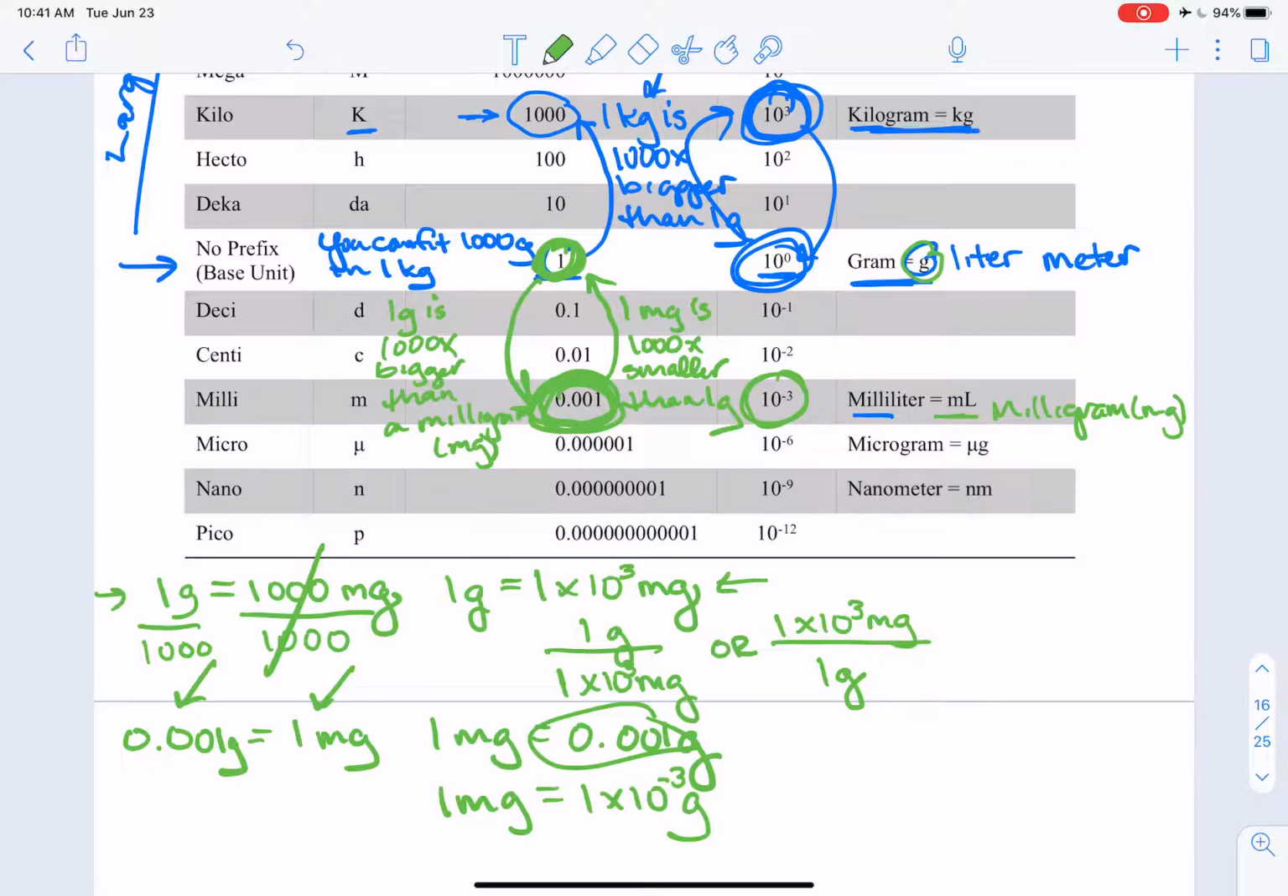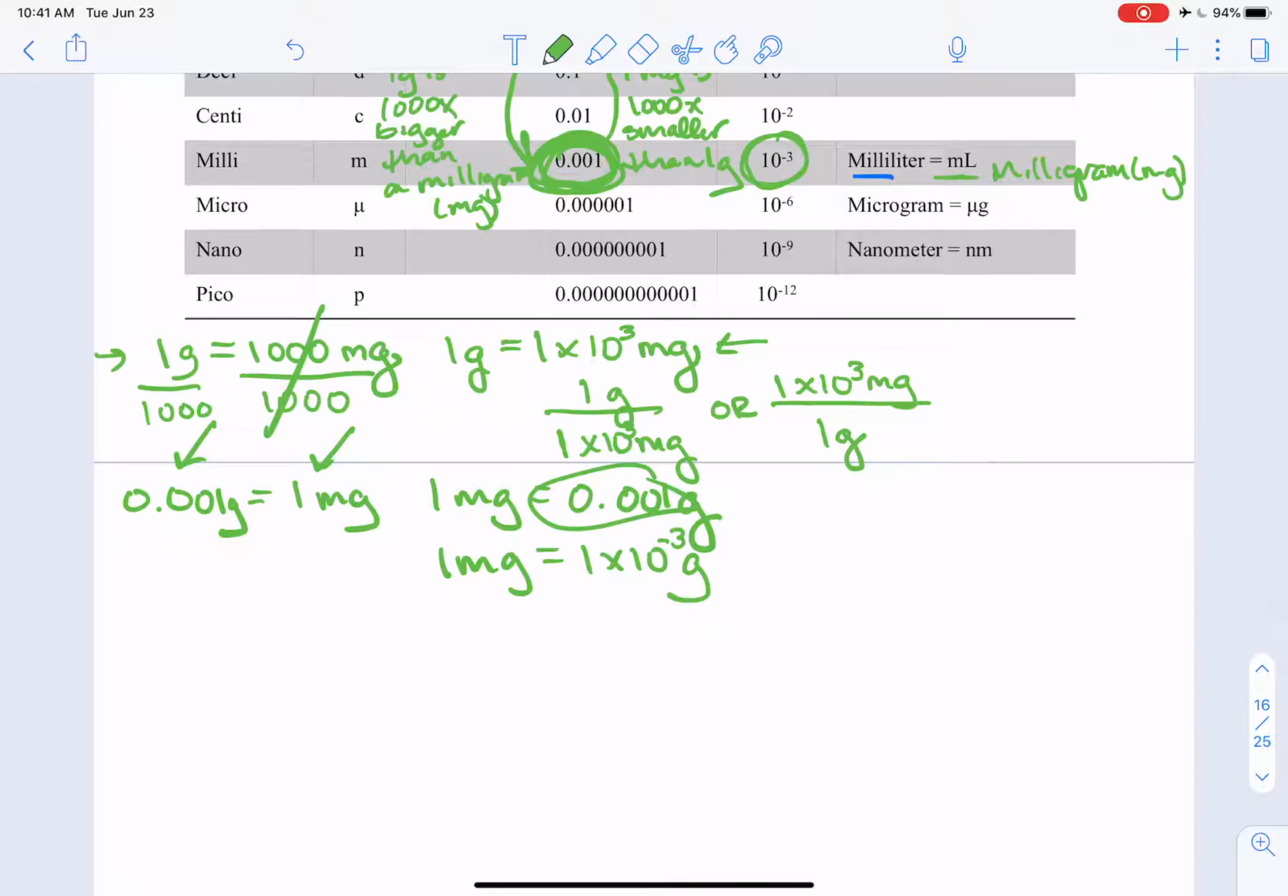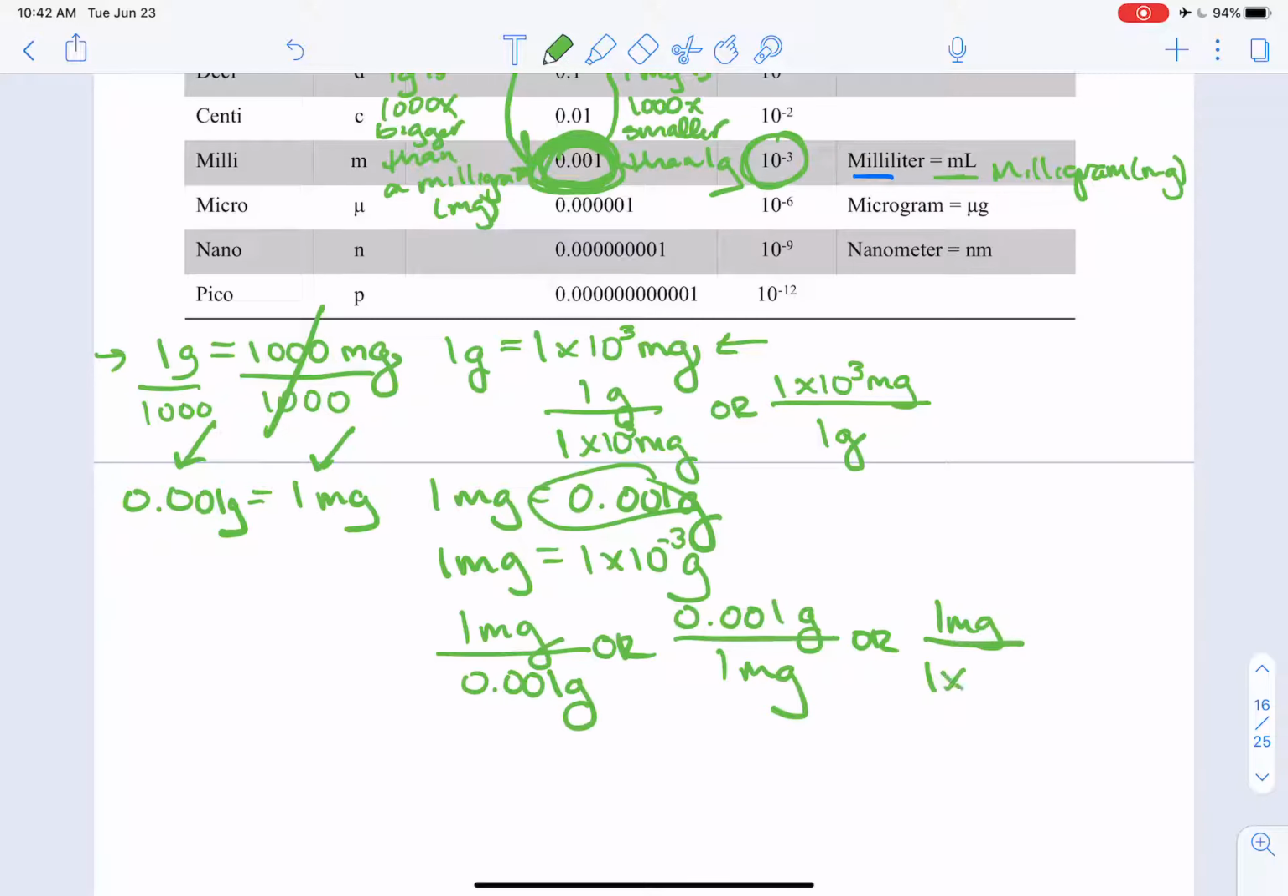Okay, so you will also see it written like this. For every 1 milligram, you've got 0.001 grams. Or you can flip that upside down and say if you've got 0.001 of a gram, that's 1 milligram. Or you can write for 1 milligram, you've got 1 times 10 to the negative third gram.